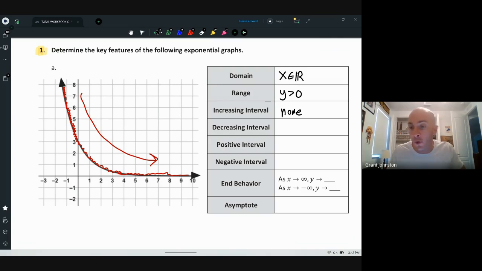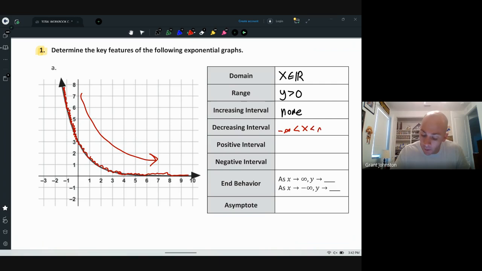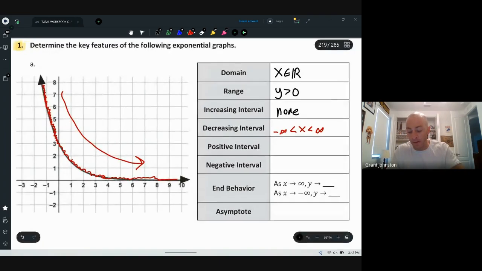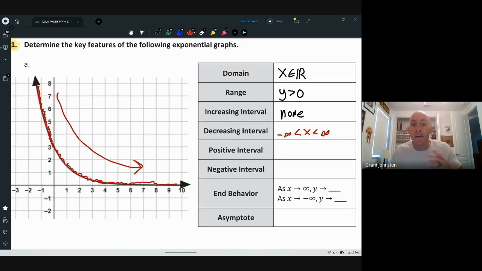So you could say all real numbers it's decreasing. You could say all real numbers, but I'm going to write it in a little bit different notation because it kind of wants an interval. So I'm going to say from negative infinity all the way to positive infinity, this is increasing. It's decreasing. Geez, my bad. It's decreasing the entire time from negative infinity all the way to positive infinity. Literally the entire time, this thing's decreasing.